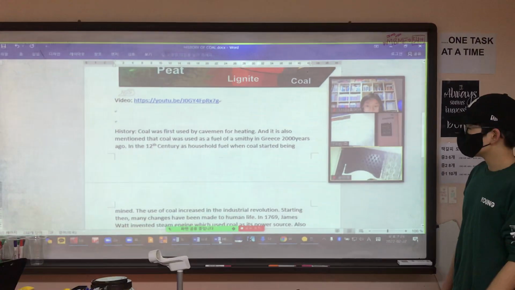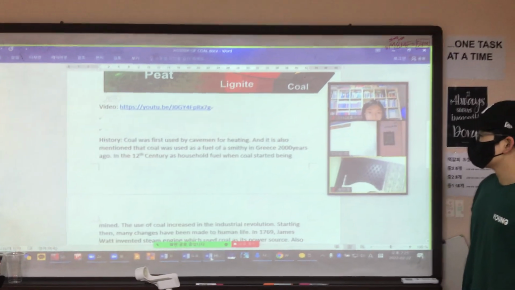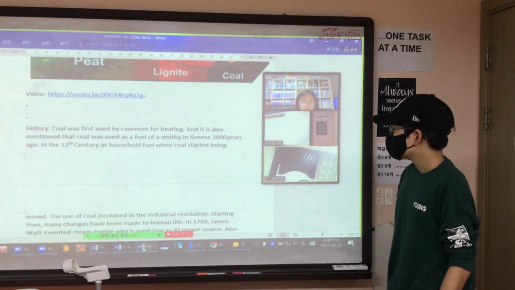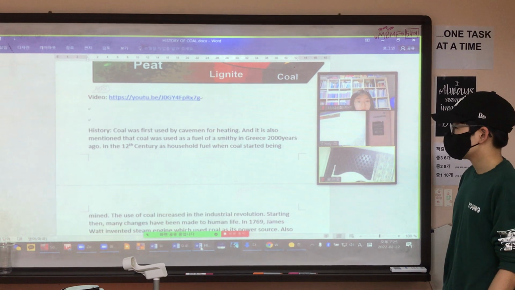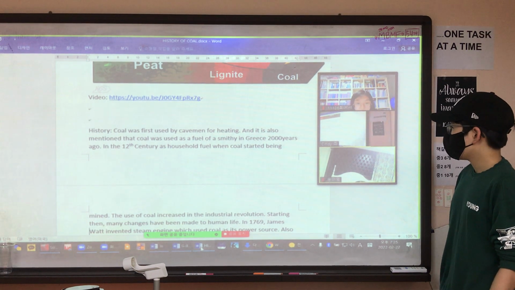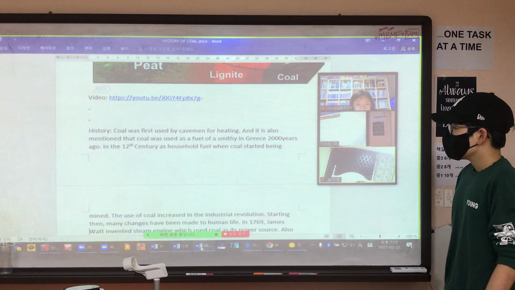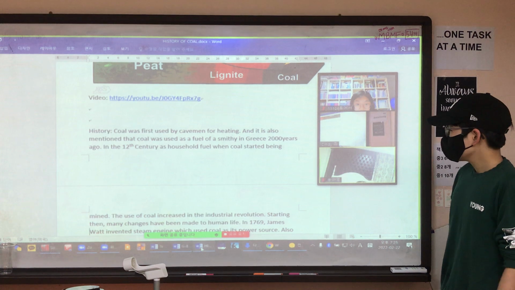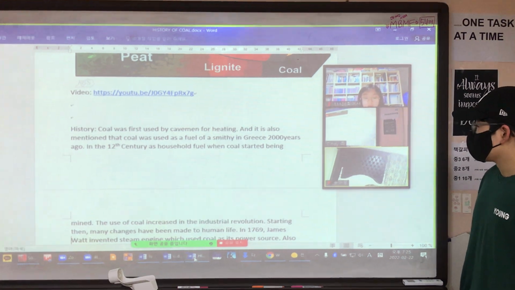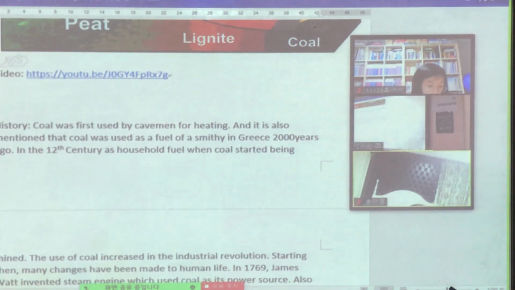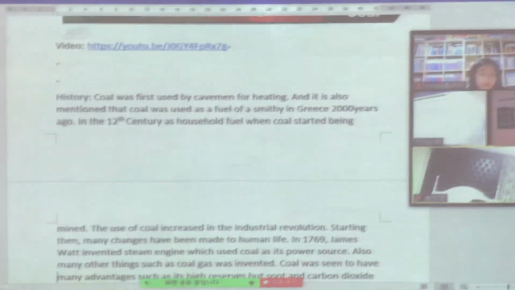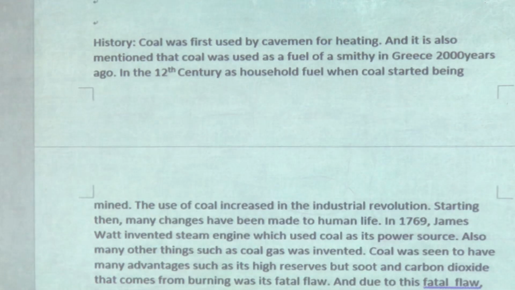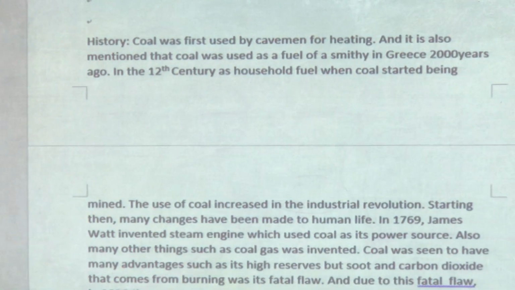Now I'll talk about the history of coal. Coal was first used by cavemen, simply for heating, and it is also mentioned that coal was used as fuel of a smithy in Greece 2,000 years ago, about BC 300. And in the 12th century, coal started being used as a household fuel, and the use of coal highly increased in the Industrial Revolution. Starting then, many changes have been made to human life by coal.